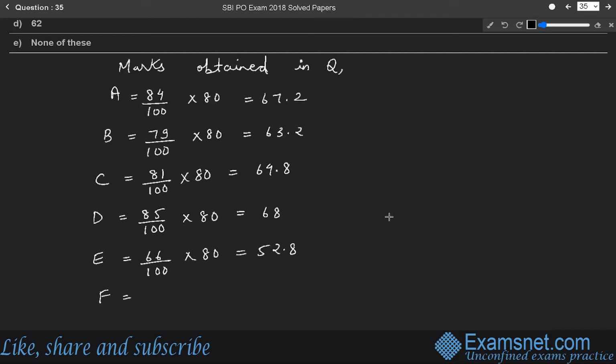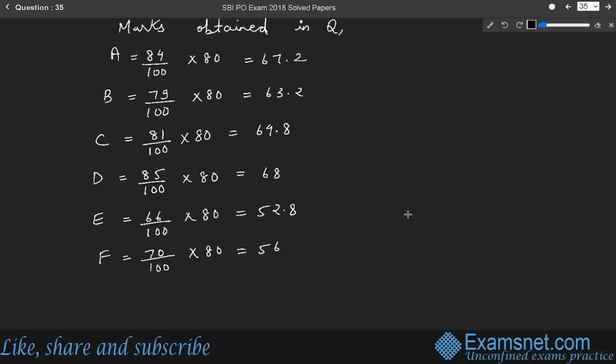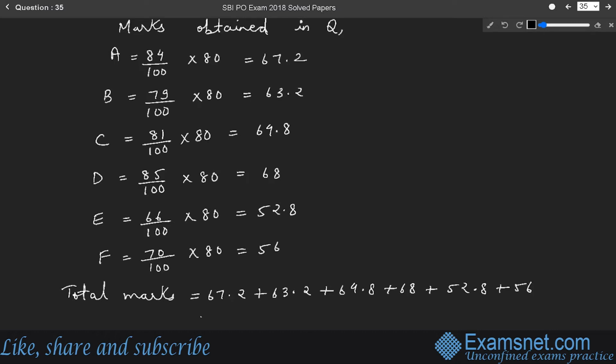For F, it will be equal to 70 upon 100 into 80, which will be equal to 56. Therefore, we can say that the total marks will be equal to 67.2 plus 63.2 plus 64.8 plus 68 plus 52.8 plus 56. So it will be equal to 372.